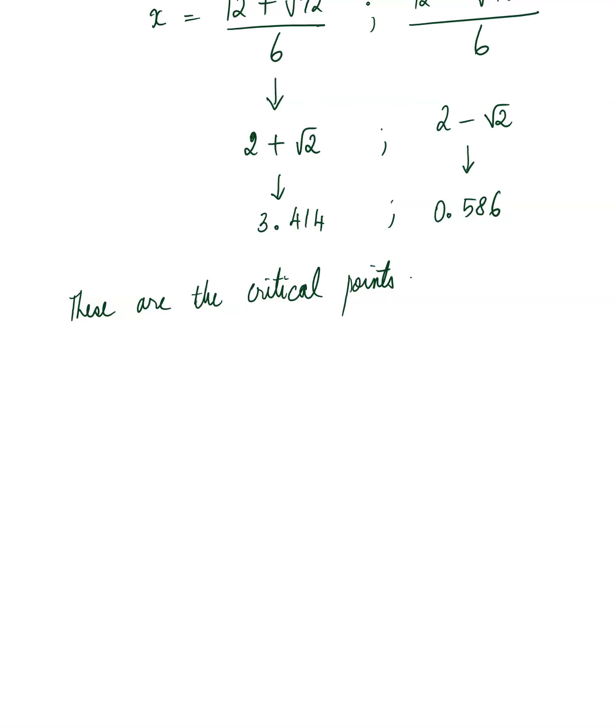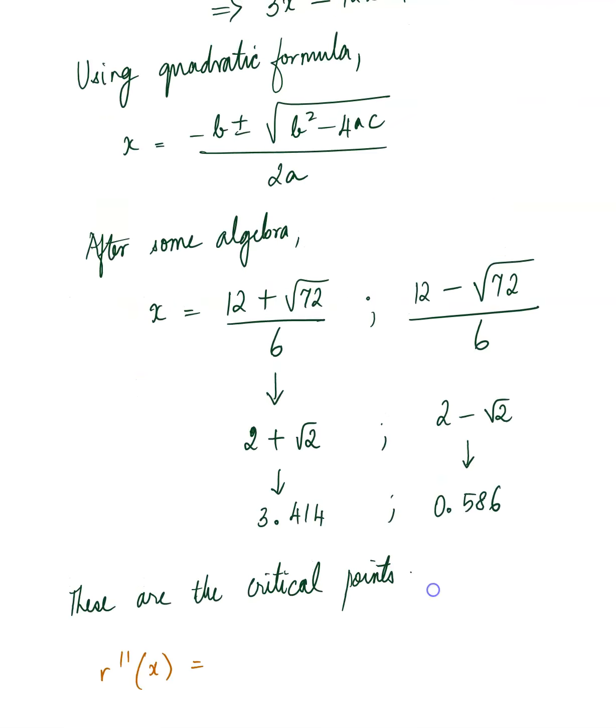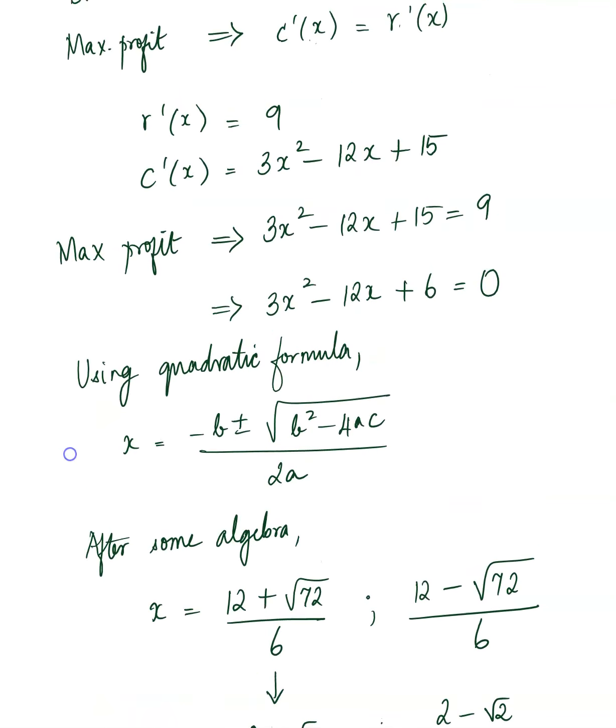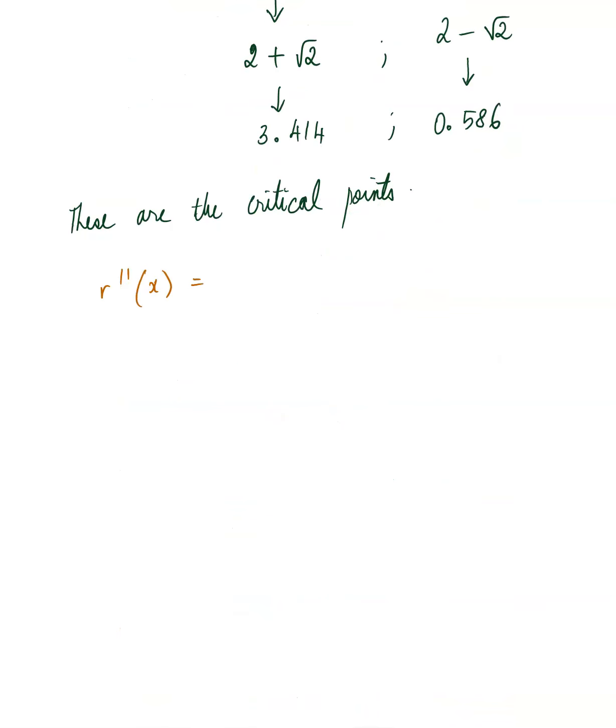Okay. So if I did the second derivative, R double prime of x would be 0, right? Because the derivative of 9 is 0. Then C double prime of x will be 6x minus 12. So let me write that out here. This implies P double prime of x will be R double prime of x minus C double prime of x. Okay.